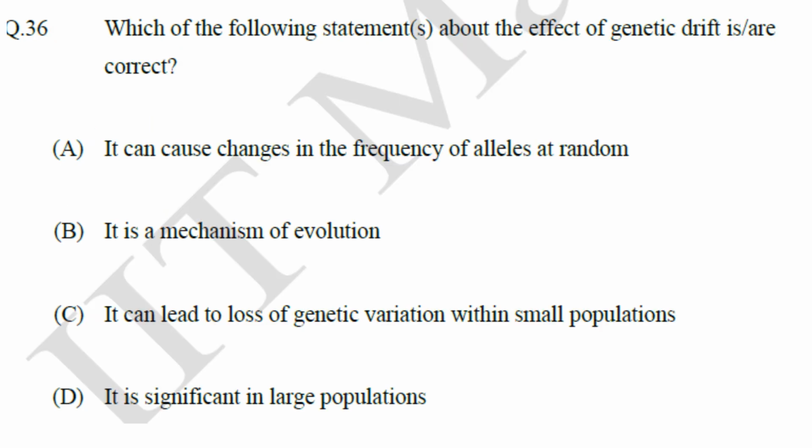Then next one. Which of the following statements about effect of genetic drift is or are correct? It can cause change in the frequency of allele at random. Yes. It is a mechanism of evolution. Yes. It can lead to loss of genetic variation within small populations. Yes, that is also correct. It is significant in large population. No, in large population, it is panmixis, not genetic drift. So A, B, C are correct.